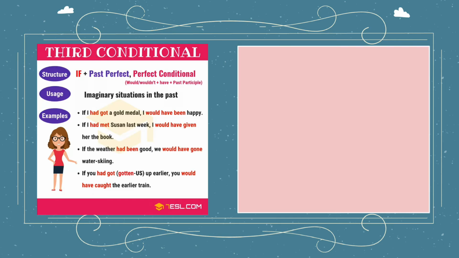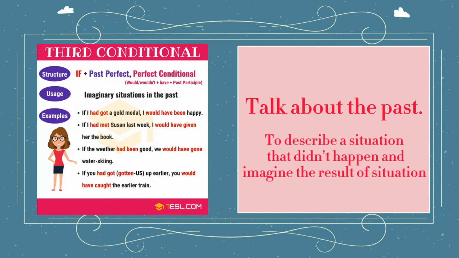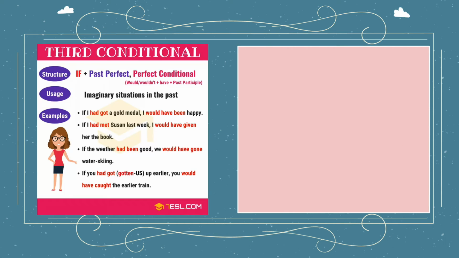Lastly, the conditional sentence is the third conditional. In this third conditional, it talks about the past, which is to describe a situation that did not happen and to imagine the result of the situation. The structure to make a sentence using the third conditional is using the past perfect after the word "if", and we have "would have" and the past participle in the second part of the sentence.